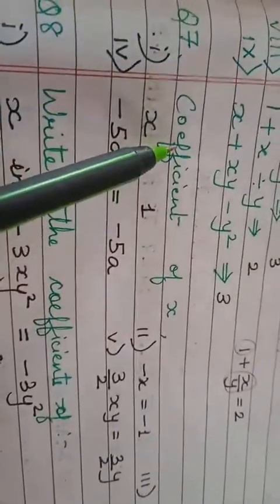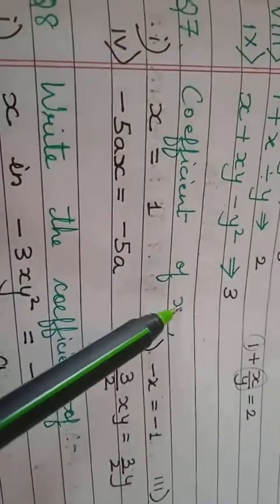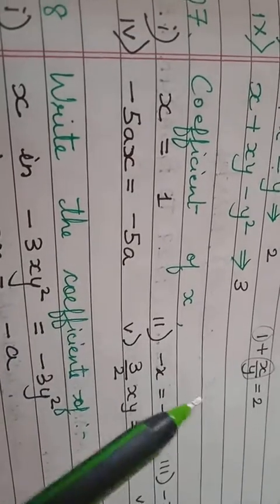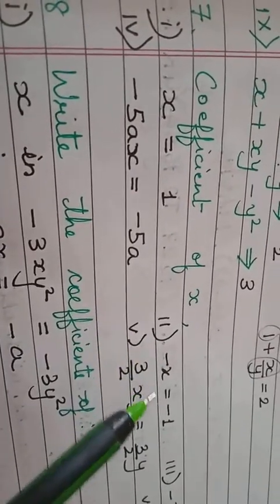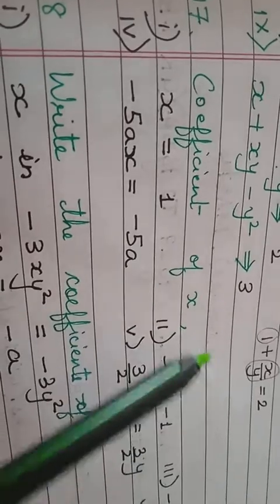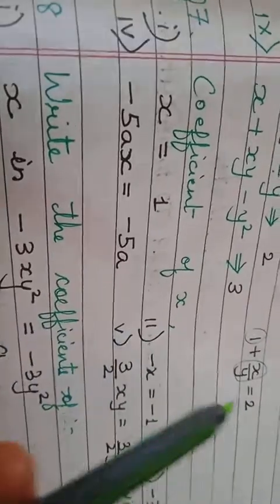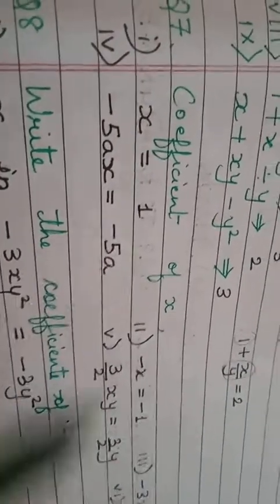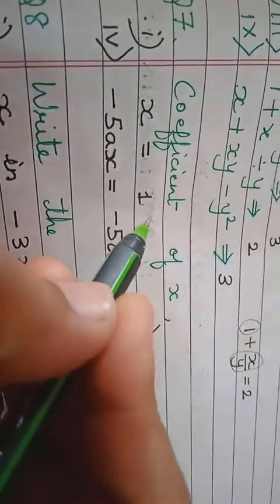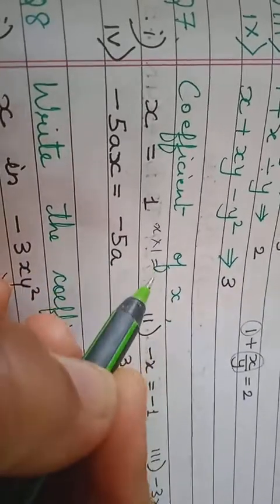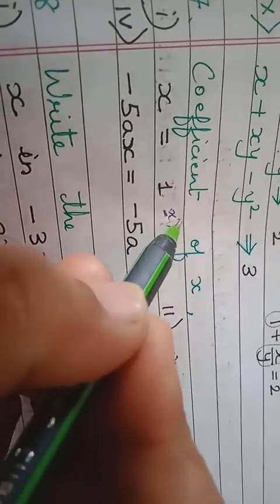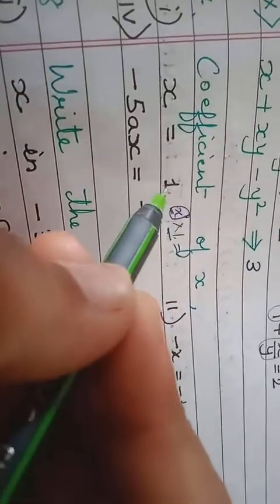Question number 7. Find or write the coefficient of x. Coefficient of x means the other variable or constant which are associated with x except x. Okay. Now, the coefficient of x is 1. Now, you will say how the coefficient of x is 1. x can be written as x multiplied by 1. Right? x multiplied by 1. So, who is there with x? 1 is there with x. So, circle x. What is left? 1. So, write 1. Okay.